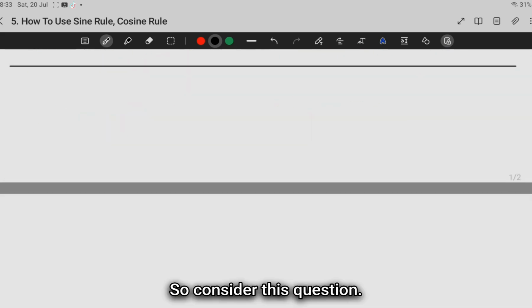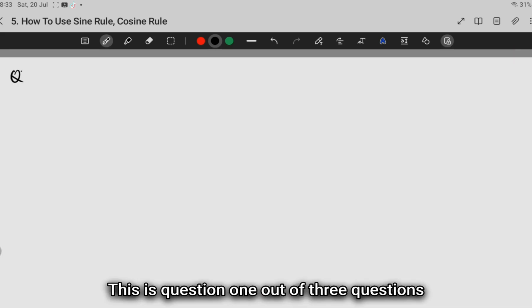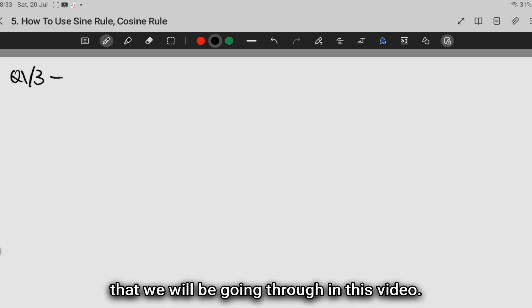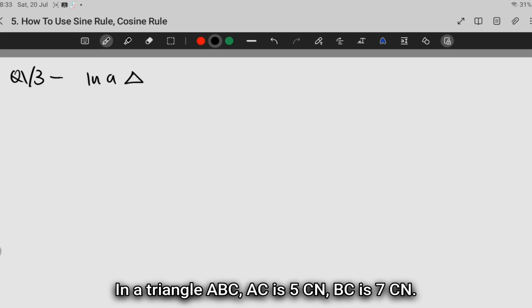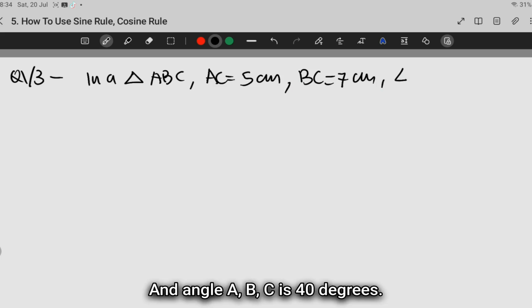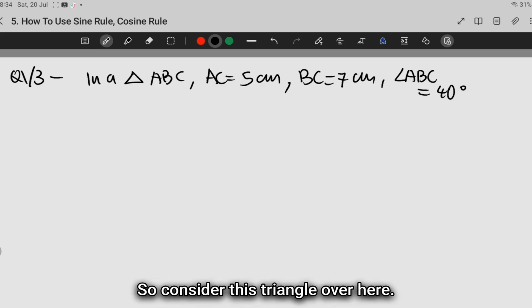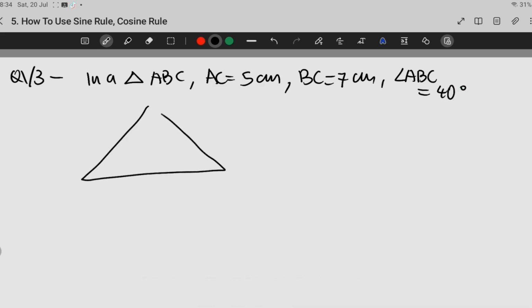So consider this question. This is question 1 out of 3 questions that we will be going through in this video. Now, in a triangle ABC, AC is 5 cm, BC is 7 cm, and angle ABC is 40 degrees. So consider this triangle over here.